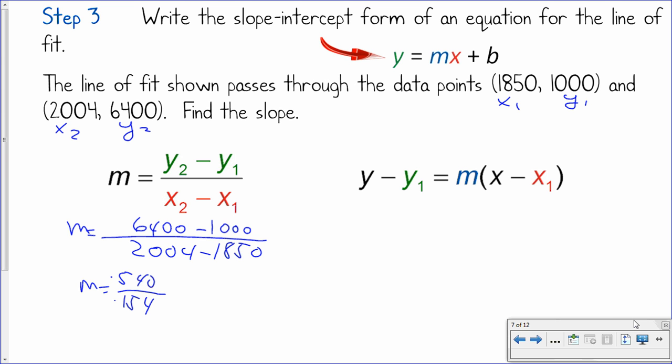Okay, so what's 5,400 divided by 154? Do it on your calculator real quick. 35.06? Okay, so now, do I need to use all of that? No. I'm just going to use 3.5. But isn't that 5,400? 6,400 minus 1,000 is 5,400.